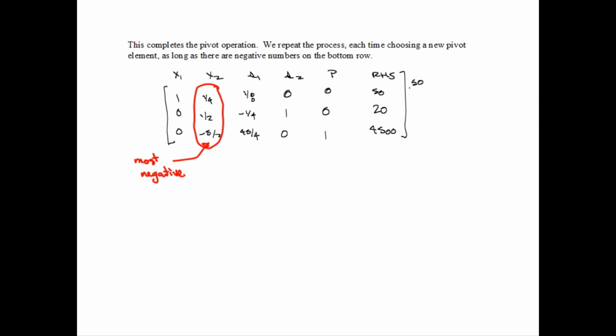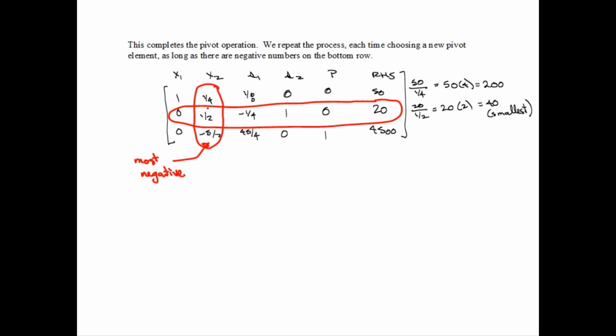So here we have 50 divided by 1/4, which is 50 times 4, which is 200. Next row we have 20 divided by 1/2, which is 20 times 2, which is 40. This is definitely the smallest. Whichever one is the smallest is the row that we are going to use for our pivot row. So now I circle this row, where the row and the column intersect is our pivot entry. So that 1/2 is the element we're going to pivot around.